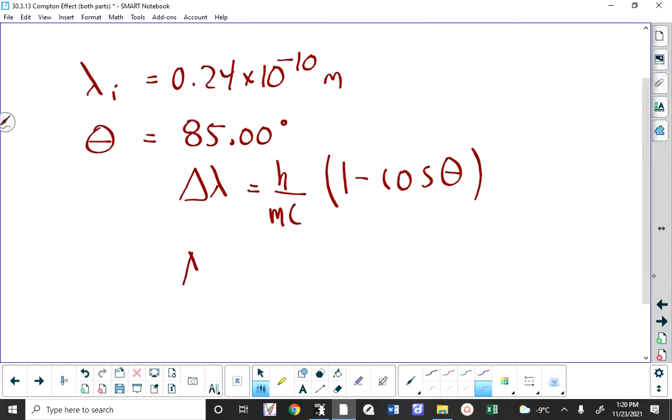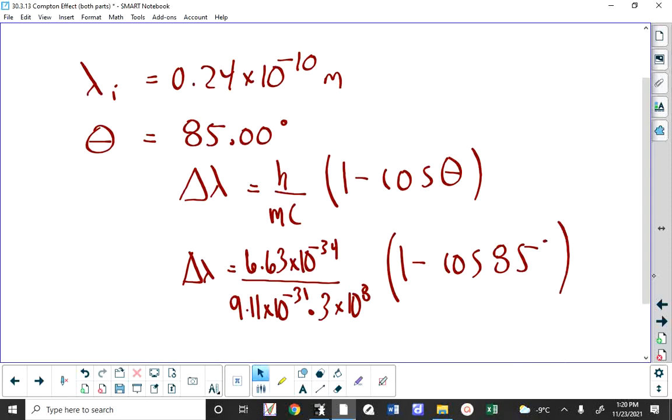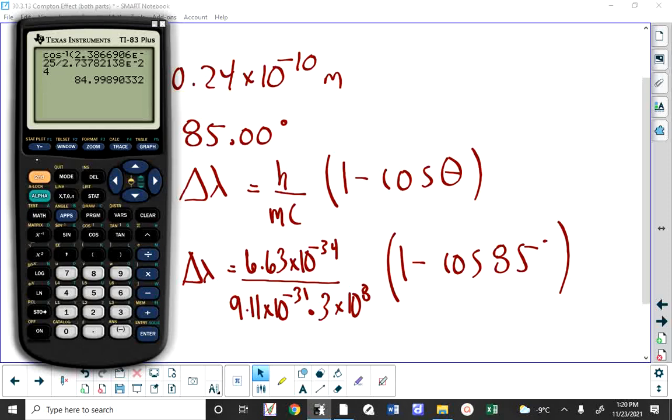So delta lambda equals h, well, I guess I should write 6.63 times 10 to the negative 34. I'm not going to put the units in because it's just going to take up too much board space, over the mass of the electron times the speed of light, times 1 minus cosine 85 degrees. And there's no reason why you can't enter this all at once. But again, what I would always say to you is make sure you know how to use your calculator to find out what this is. So you cannot just be sitting there right now. You have to be calculating this. Okay.